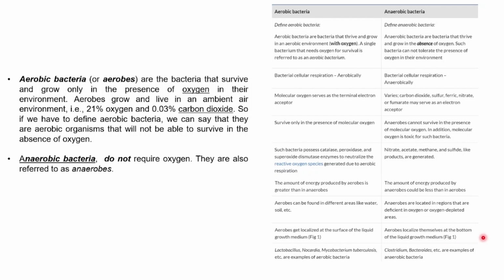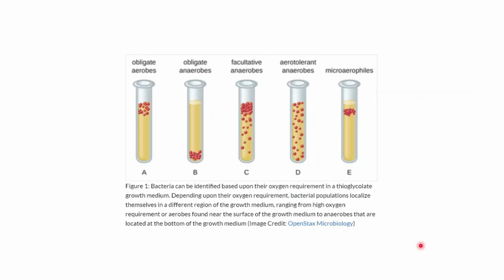So we have a liquid growth medium. If we are growing anaerobic bacteria, they will accumulate at the lower portion, because there is no oxygen or very limited oxygen there. Aerobic bacteria will be localized at the surface of the liquid growth medium, and these are some of the examples. So what are obligate aerobes? I'll come to the obligate and facultative terms in a minute. This shows where the bacteria will grow.